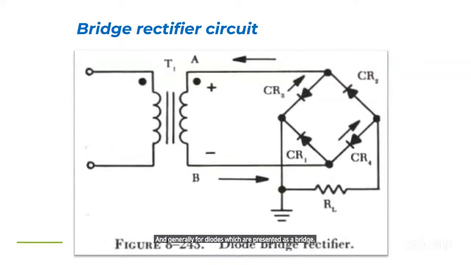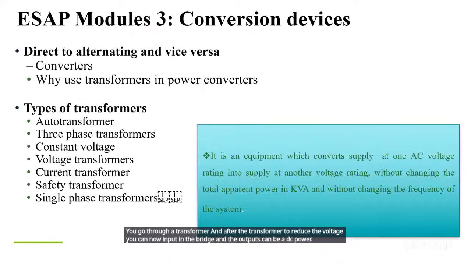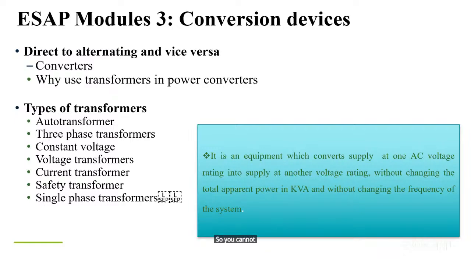And as they are four, they are like a bridge, they can correct the signal. So you have this bridge. After getting an AC current, you go through a transformer, and after the transformer, to reduce the voltage, you can now input in the bridge, and the output can be a DC power. The principle of this is mainly the transformer. So you cannot do conversion without talking about transformer.